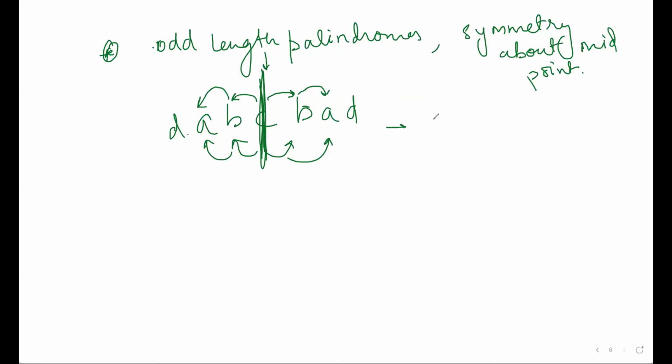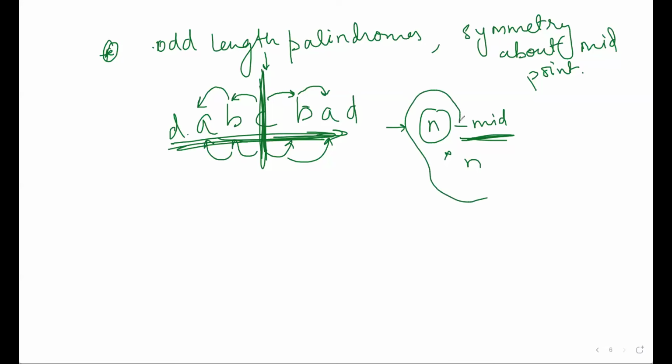And I can have n midpoints only, because I have n indexes and characters. I cannot have more than n midpoints. So I have n midpoints, and I am performing this particular operation, which will again take at most n by 2 operations. Since n is very big, I am considering it n. So time complexity will be n square.